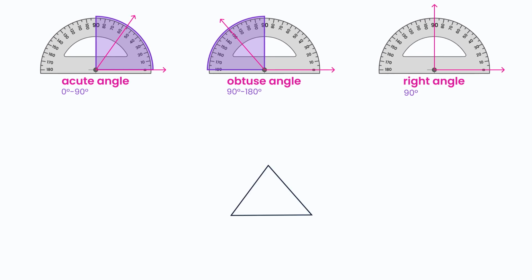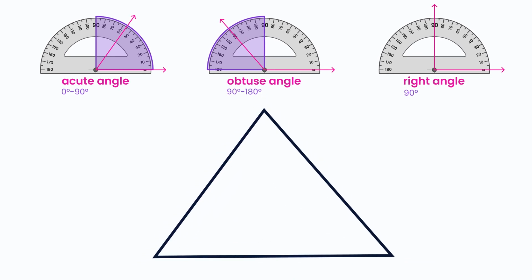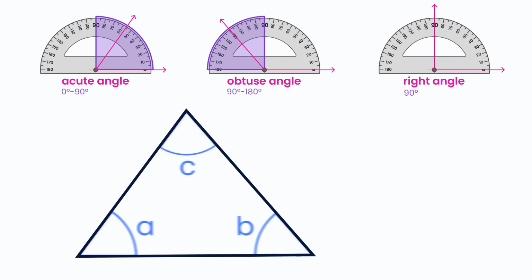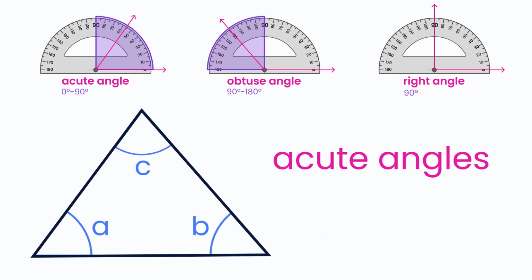Here, you see a triangle. Let's name the three angles in this triangle A, B, and C. Can you see that A, B, and C are all larger than 0 degrees and smaller than 90 degrees? That means A, B, and C are all acute angles.